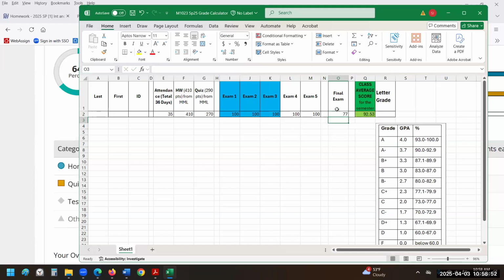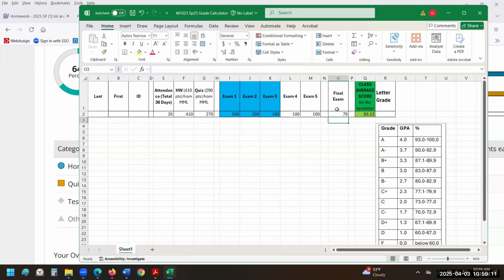77, still not enough, but close. 79, maybe she can have 78. Nope. She needs exactly 79 in the final exam to get 93 or above, which is A.